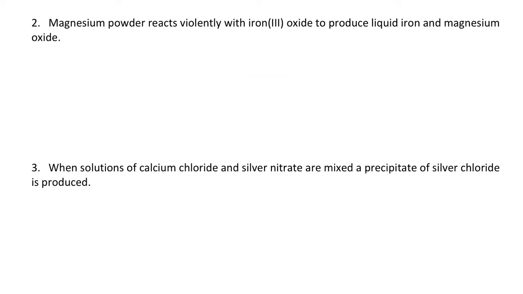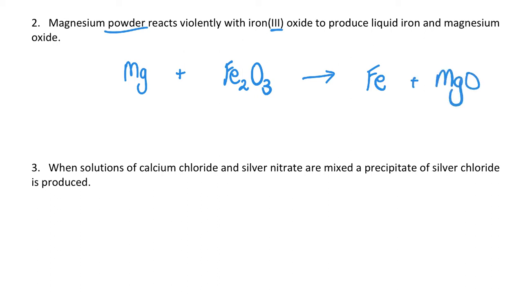Magnesium powder reacts violently with iron oxide to produce liquid iron and magnesium oxide. All right, magnesium powder means magnesium is going to be a solid. It reacts violently with iron 3 oxide. So remember, the charge on oxygen is -2, oxygen ion is -2, and the charge on iron, which is 3, will be 3. So Fe2O3. We are going to have liquid iron, just plain, and magnesium oxide. Ooh, it's a pretty exciting reaction.